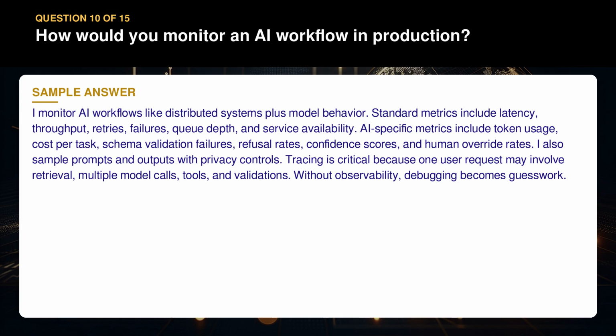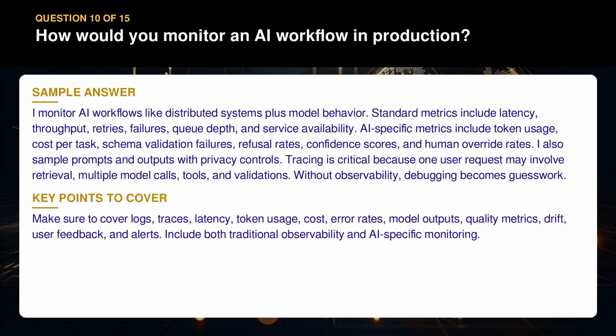Tracing is critical because one user request may involve retrieval, multiple model calls, tools, and validations. Without observability, debugging becomes guesswork. Make sure to cover logs, traces, latency, token usage, cost, error rates, model outputs, quality metrics, drift, user feedback, and alerts. Include both traditional observability and AI-specific monitoring.